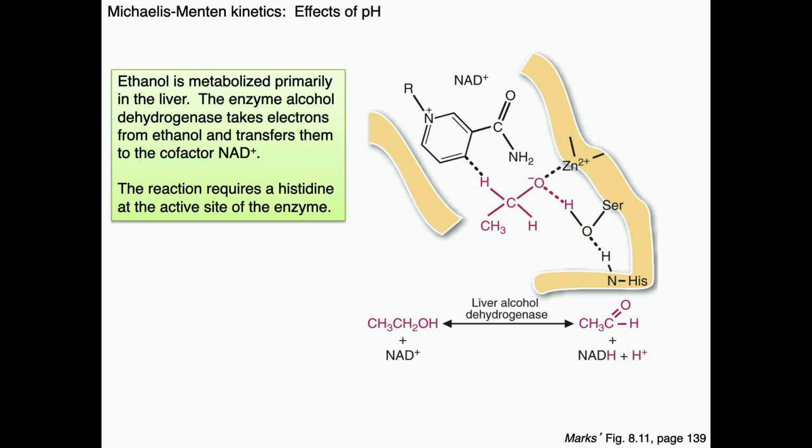And so the reaction is dependent on a histidine being charged and able to abstract. So the histidine pulls the OH from a serine, the OH from the serine then pulls the OH from the alcohol and allows the electrons to be taken up by the NAD+, and then that's the reaction. Then you have acetaldehyde and then reduced NADH.